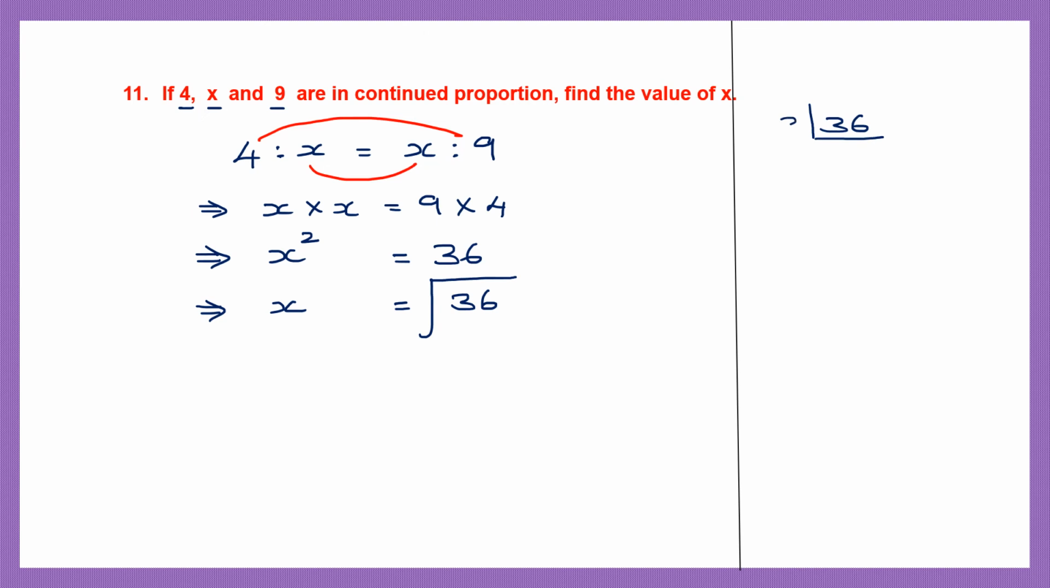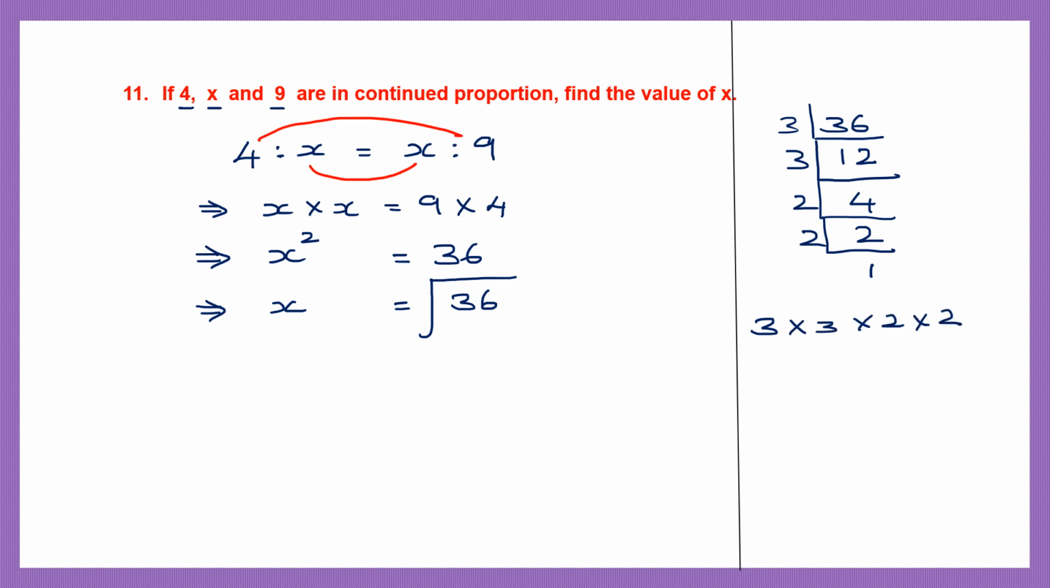So let's start with 3. 3 ones are 3, 3 twos are 6. I continue. 3 fours are 12. I continue with 2 this time. 2 twos are 4 and 2 ones are 2. So what are all my factors? 3 into 3 into 2 into 2.